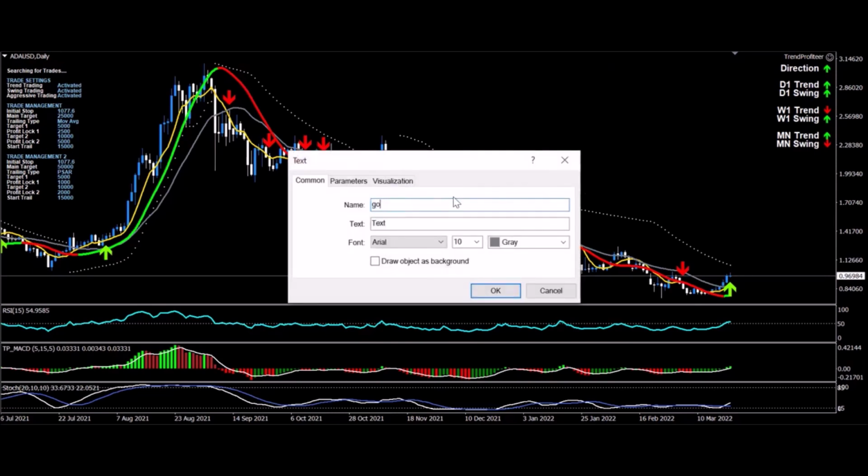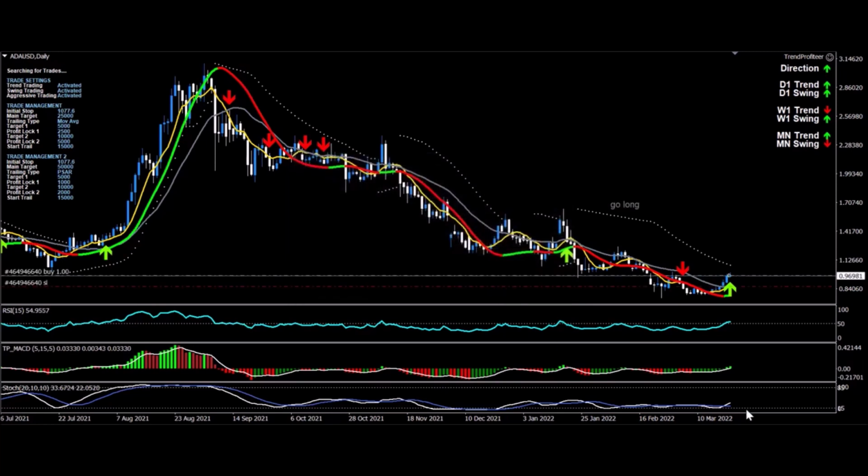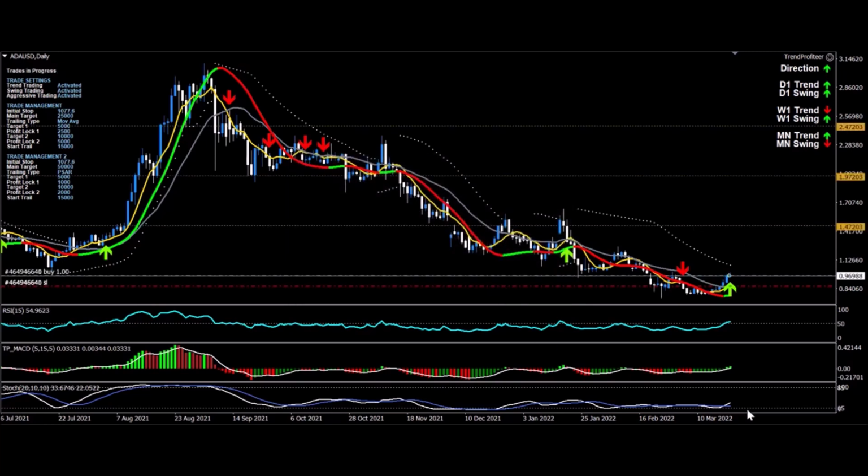Now here's what I'm going to do. I'm using the text button to go long. Now this is a way that we've programmed so we can take a manual trade and then have it automatically managed from this point. So there you go. Stop loss built in, tiny from here.